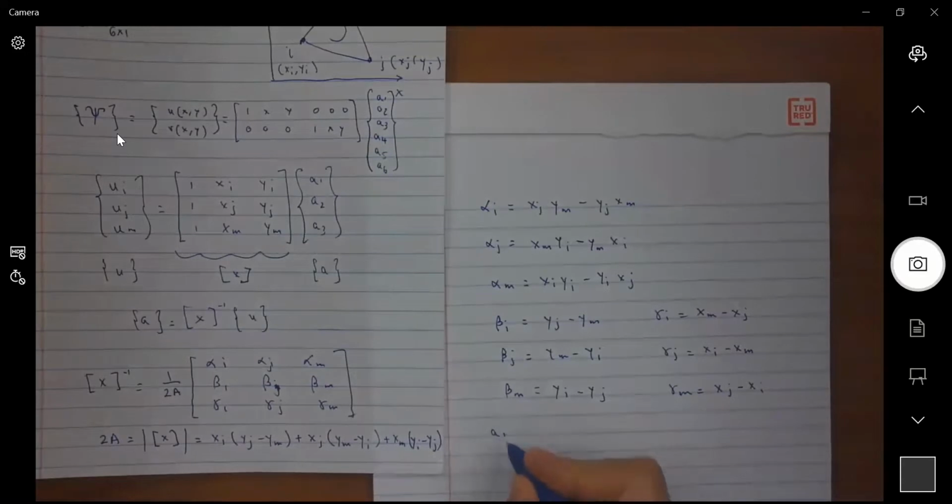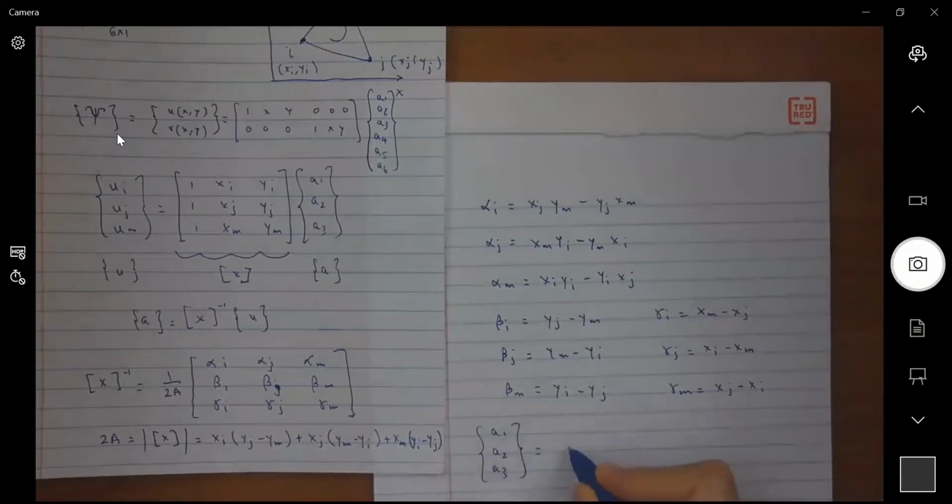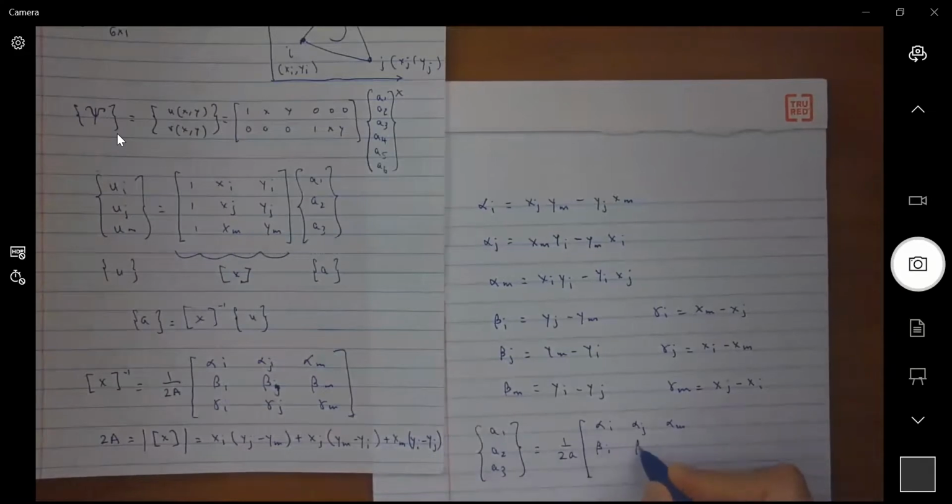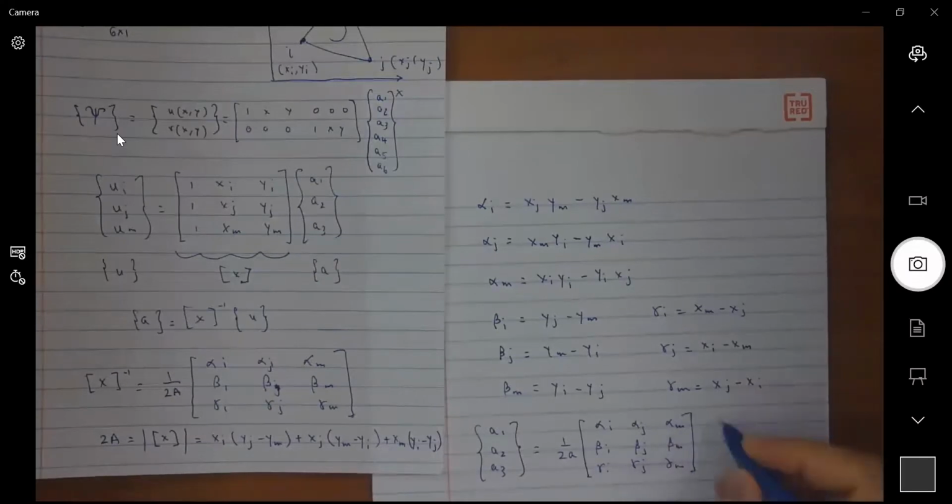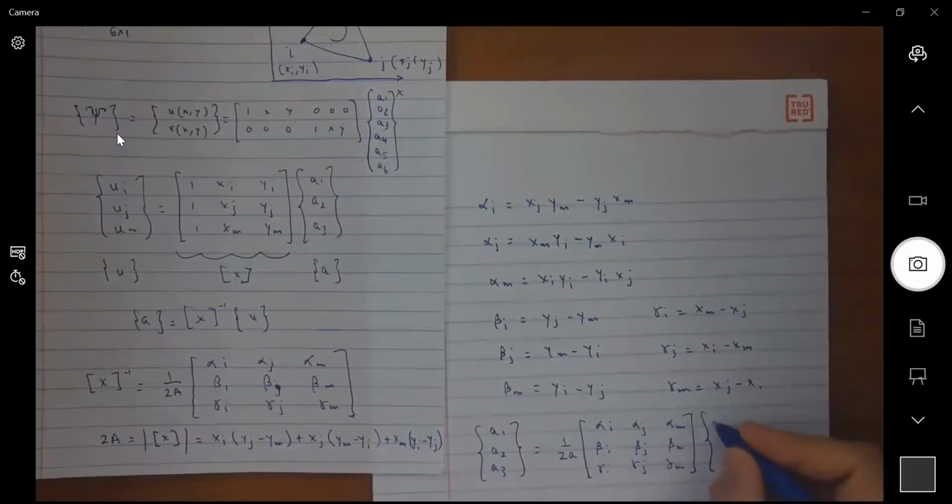So I can now evaluate A1, A2, and A3 as equal to 1 over 2A multiplied by alpha I, alpha J, alpha M, beta I, beta J, beta M, gamma I, gamma J, gamma M, multiplied by UI, UJ, and UM.